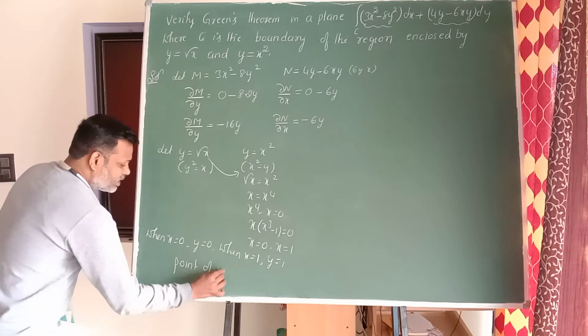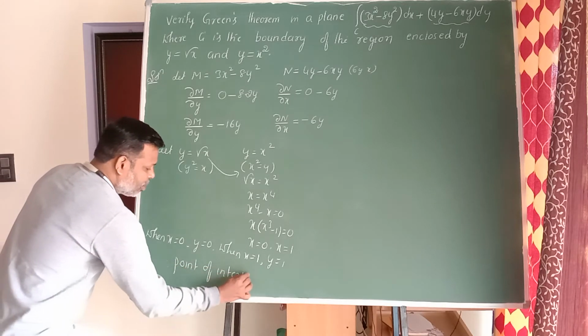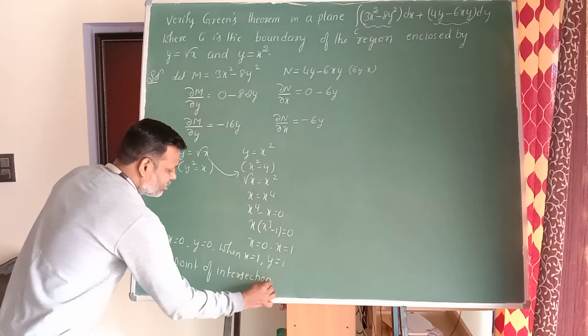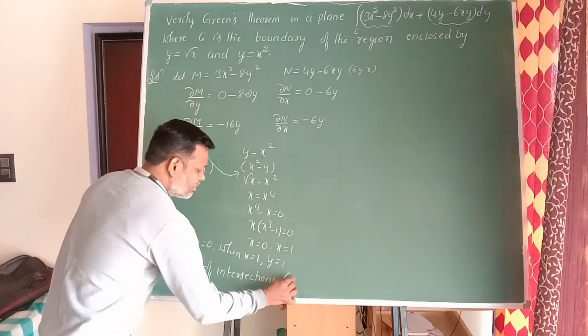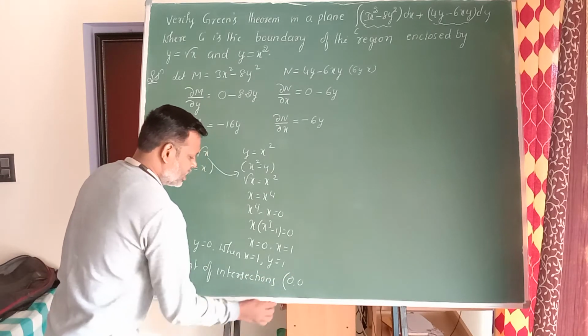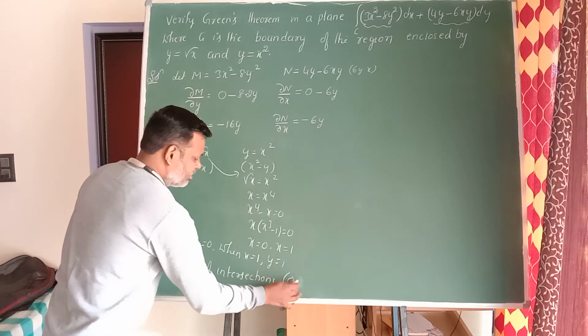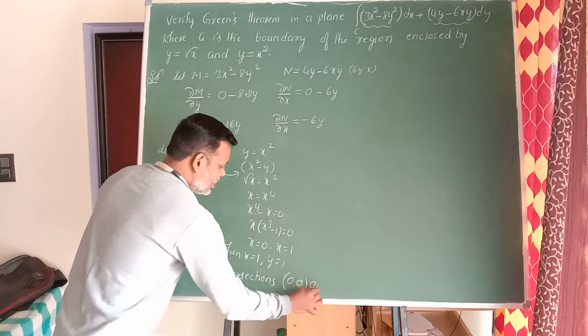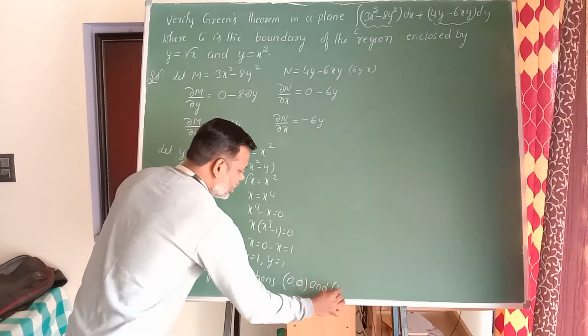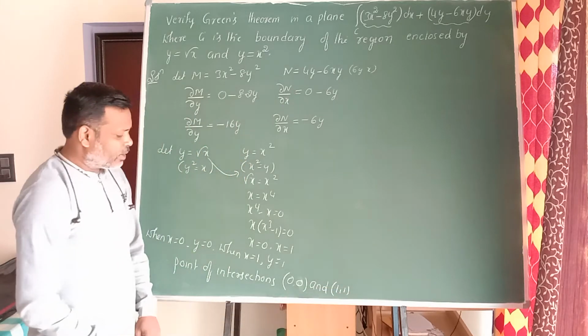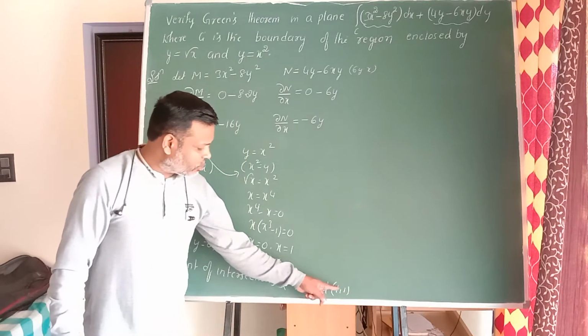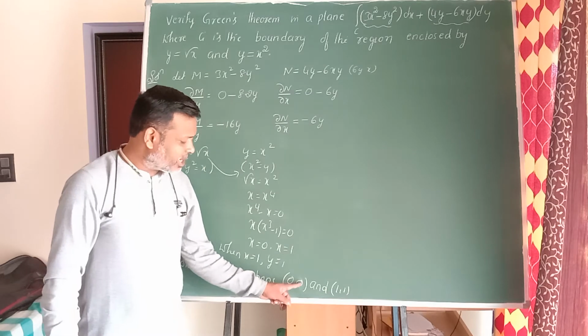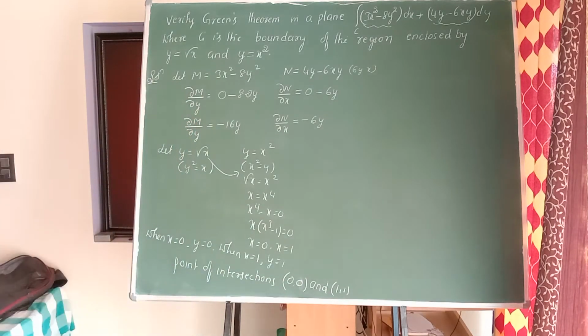What are the points of intersection? The first point is 0, 0, and the next one is 1, 1. What does it mean? The value of x varies from 0 to 1 and the value of y also varies from 0 to 1. This is the concept.